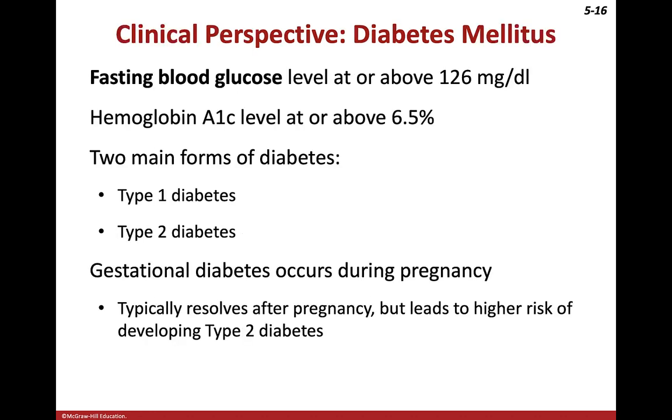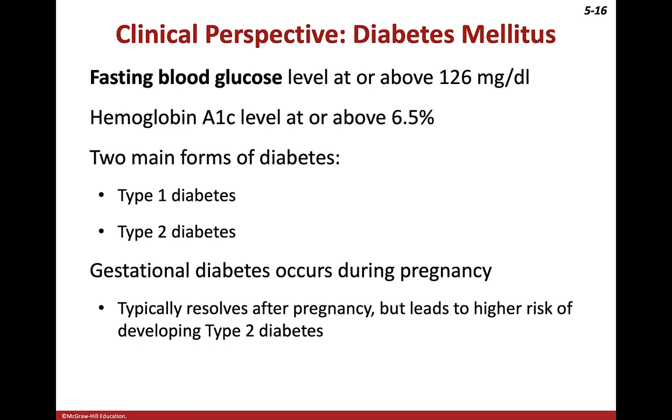Now, when we're looking at diabetes and the clinical perspective here, really when we start to see fasting blood glucose levels at or above 126 milligrams per deciliter. One of the factors that they also look at when you have a blood panel done, they're going to look at hemoglobin A1C. When this actually is above 6.5%, that is also used to diagnose an individual with diabetes. Now, we're talking about diabetes mellitus. Okay, so you need to make sure that that's the diabetes we're talking about, because there's also diabetes insipidus, which has nothing to do with blood glucose regulation.